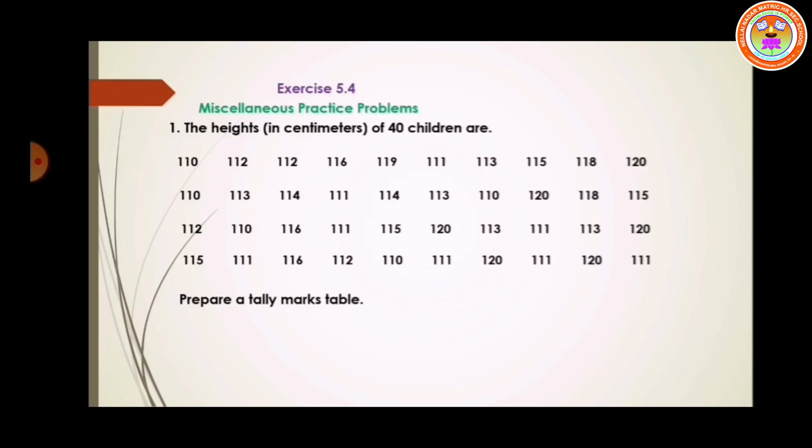Next, no child is in 117 centimeter height. 2 children are in 118 centimeter height. Next, only one child is in 119 centimeter height. The last height is 120. 6 children are in 120 centimeter height. Okay, children.